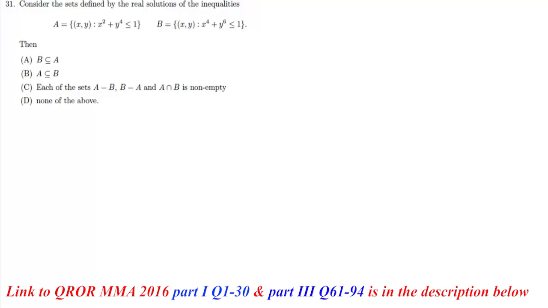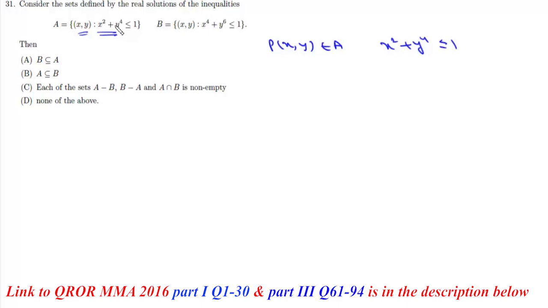Now question number 31 is, let x, y be points in A such that x square plus y to the power 4 is less than or equal to 1. And then B is x to the power 4 plus y to the power 6 is less than or equal to 1. Then we need to find whether B is a subset of A or A is a subset of B. Now what we'll do is we'll take any point P, which is (x, y) in set A. So it simply means x square plus y to the power 4 is less than or equal to 1.